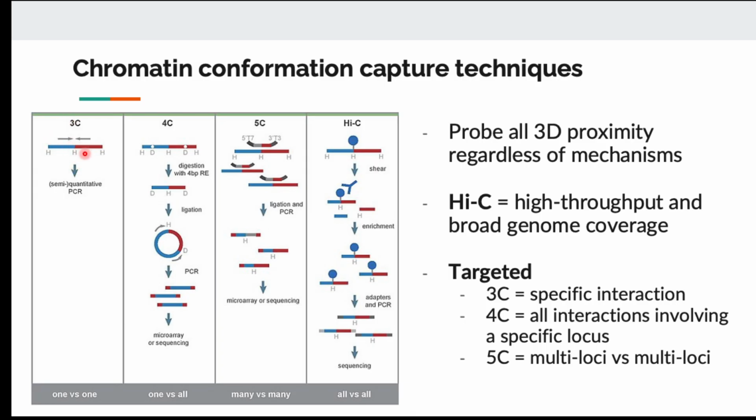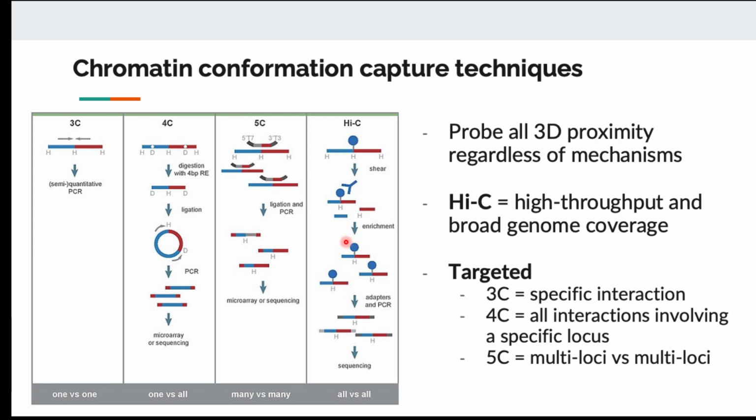But that's not good, right? If you want to study DNA organization and you don't know anything beforehand, you cannot choose your PCR target. So people invented 4C and 5C and Hi-C so that nowadays you don't need to know anything. You just induce cross-links between DNA from any location on the genome that are near each other in 3 dimensions. And we do high-throughput sequencing, and we get the interaction between every location on the genome.